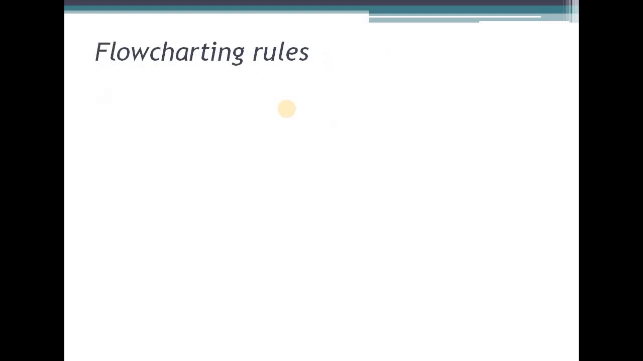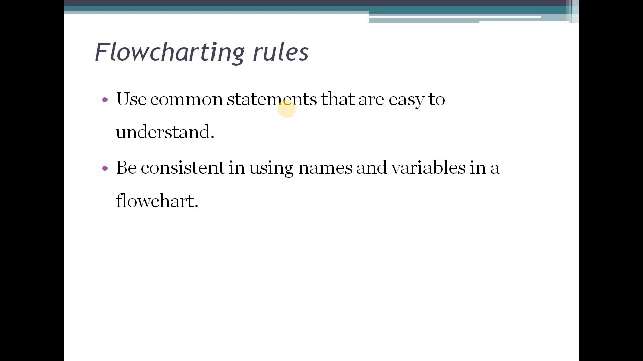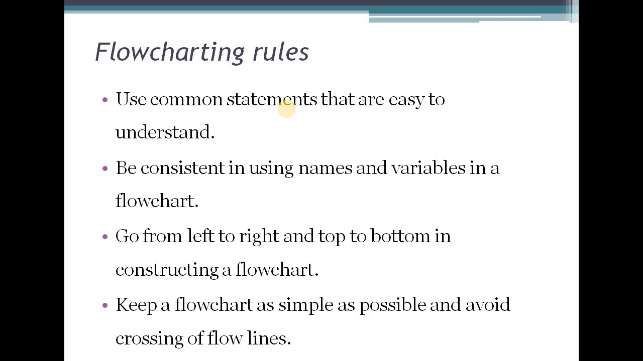Okay. Next, we are going to see the flowcharting rules. These rules have been suggested to us by ANSI, that is the American National Standards Institute. There are a number of general rules and guidelines to help standardize the flowcharting process. The basic flowcharting rules and guidelines are: first, use common statements that are easy to understand. Second, be consistent in using names and variables in a flowchart. Third, go from left to right and top to bottom in constructing a flowchart. And last, keep a flowchart as simple as possible and avoid crossing of flow lines.